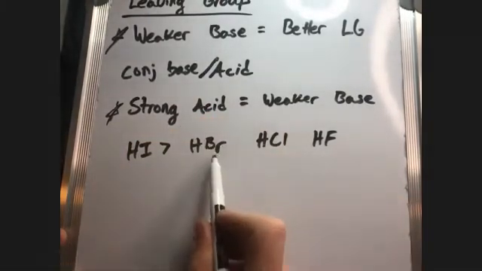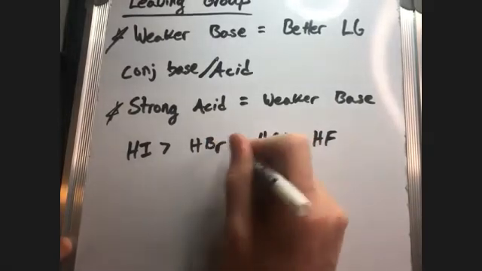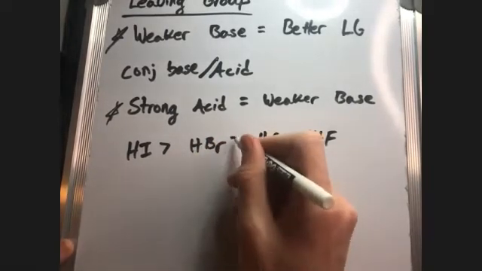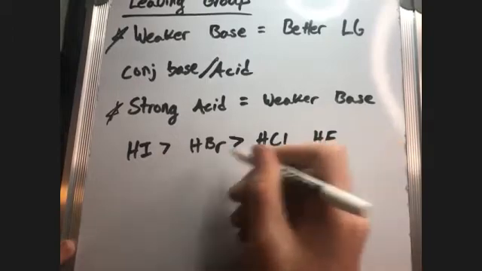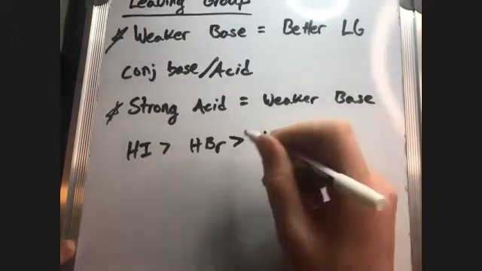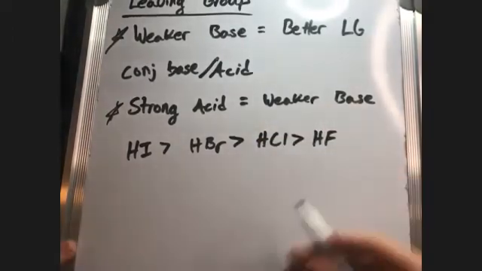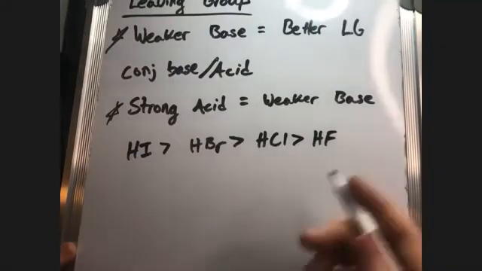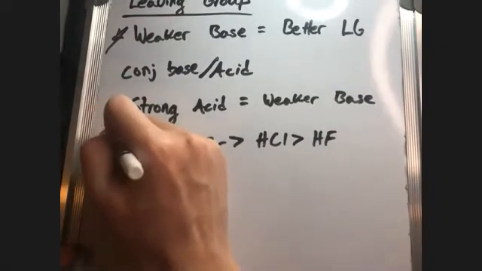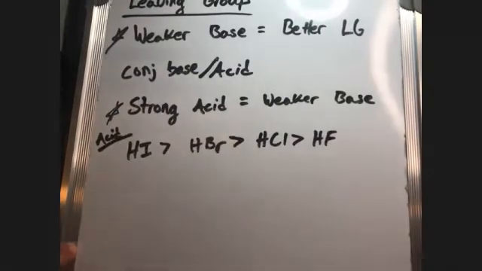And then bromine is slightly smaller than iodine. So it's a worse acid, but it's also better than chlorine because chlorine is smaller still than bromine, and so on. So this is the trend for acid strength. So I'll just say acid here. So this is the strongest acid.